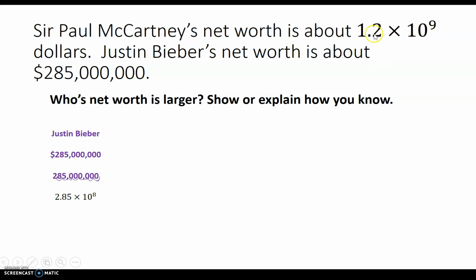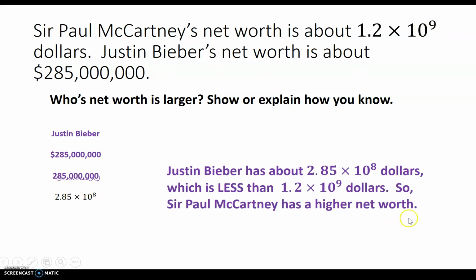Because he had 1.2 times 10 to the ninth dollars, we know that he would have more money than Justin Bieber, because his exponent of 9 is bigger than the exponent of 8. So we should hopefully see that when we're comparing these numbers, Justin Bieber really has less money because his exponent is only 8, whereas Sir Paul McCartney's is a 9.